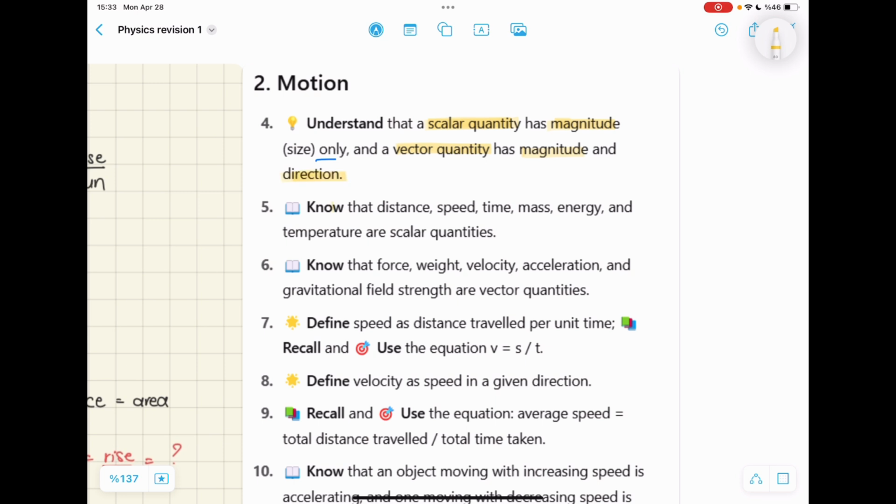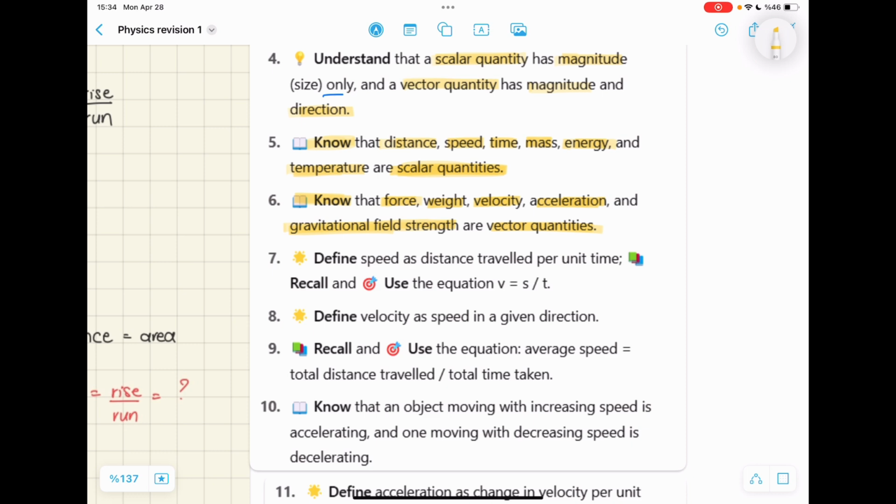So for example, we need to know that distance, speed, time, mass, energy, and temperature are what? They are scalar quantities. And then we need to know also that force, weight, velocity, acceleration, and gravitational field strength are vector quantities. Okay, so these are vector, so we need to know this. This is a fact that we just need to memorize.